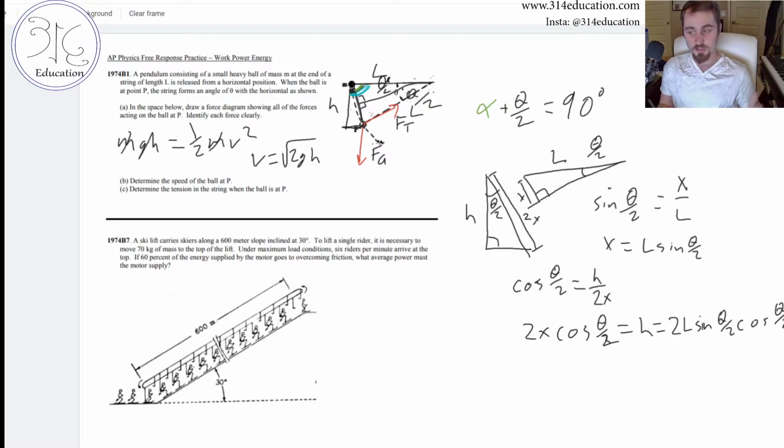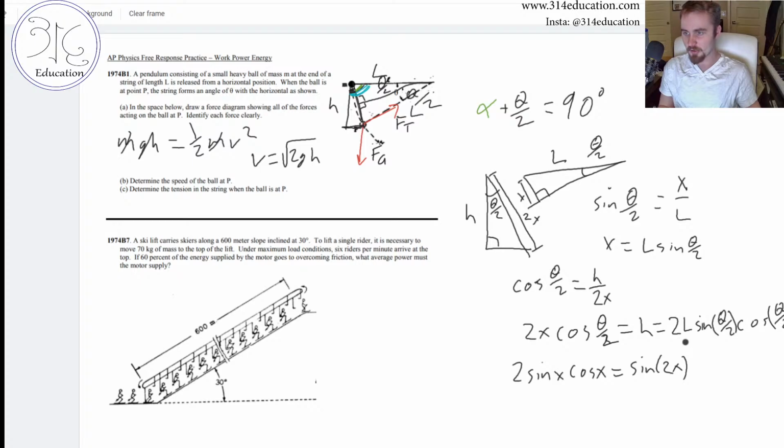Now, can anyone spot the trig identity? It's not an obvious one. This is going to be the double angle theorem, I believe. Basically, we expect 2 sine... How do we want to write this? Let's write the identity first. It would be 2 sine cosine is equal to the sine of twice the angle.